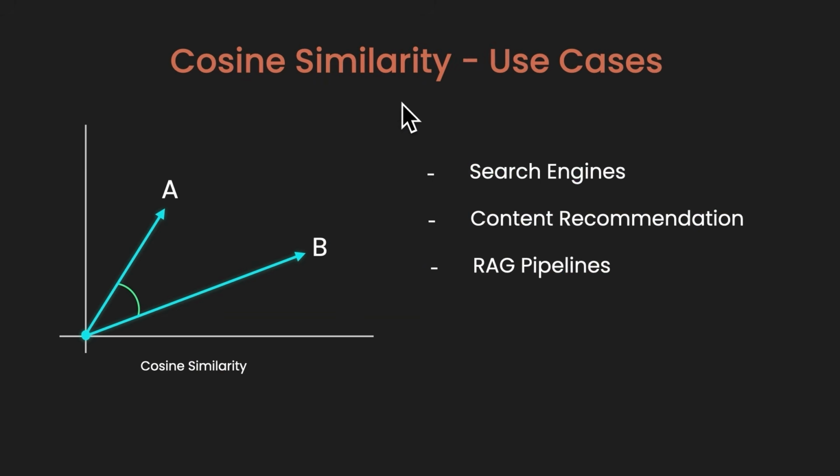So here are a few use cases of cosine similarity. It is heavily used in search engines to match queries with documents. It is used in recommendation systems to find similar content. And it is heavily used in RAG pipelines nowadays to retrieve the relevant context that you can feed to any LLM. For all these use cases, what matters is the direction of these two vectors and not the magnitude of these two vectors. So that's the only thing you need to remember about cosine similarity, that here the direction matters, not the magnitude.